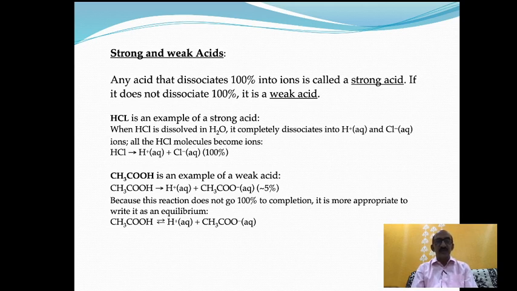In this acid, the H plus concentration is very low, whereas in the case of HCl, the H plus concentration is very high. Therefore, HCl is called a strong acid and acetic acid is called a weak acid. This is about the definition of strong and weak acids.